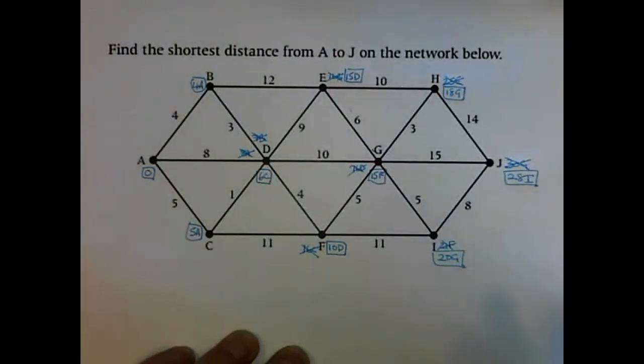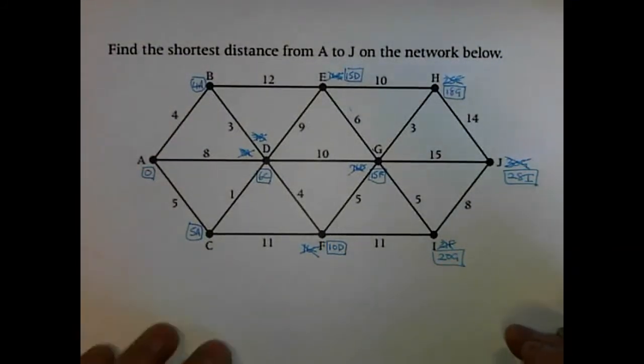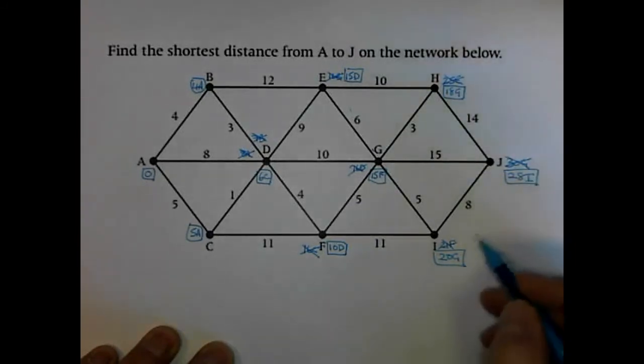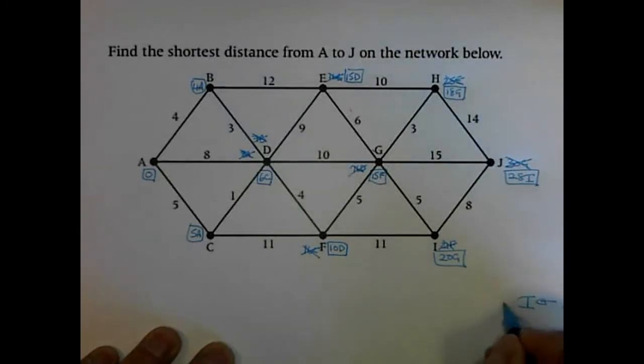Okay, so we've done all our nodes, we've completed them. So now all we need to do is write, well, what's our path? Well, start from our endpoint. Well, we know this is at I, so our endpoint is J, and it went to I from here. So let's go down to I. This came from G, so that's going to go to G.